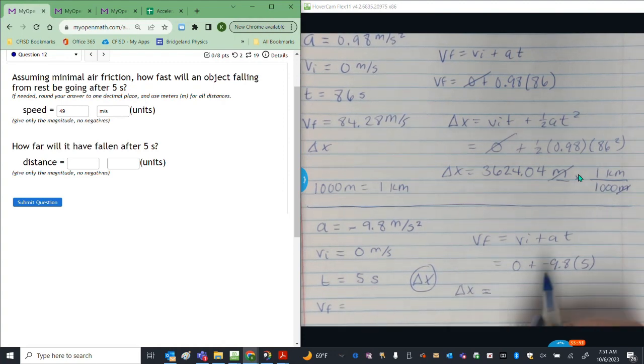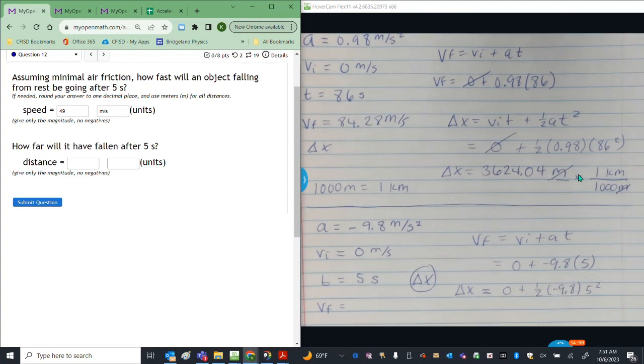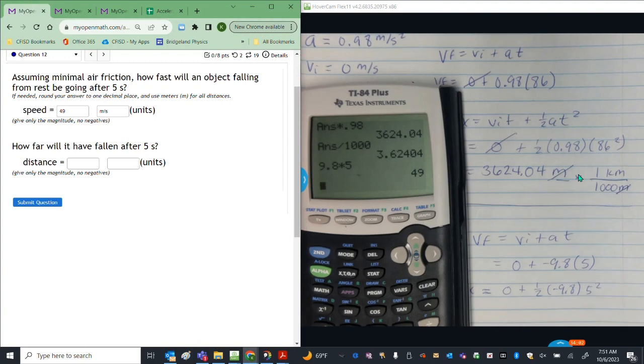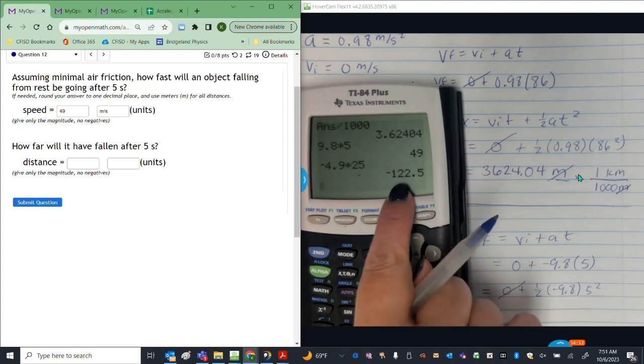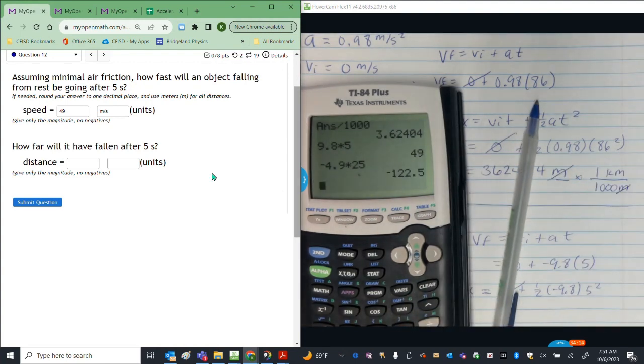VI is 0, so VIT is 0, plus 1/2 times negative 9.8 times t squared. So I can ignore the 0. Half of negative 9.8 is negative 4.9, times 5 squared, which is 25, and I get negative 122.5. But that's my displacement. I don't care about the sign when I'm asked for distance. I just give the magnitude, 122.5 meters. Does anybody have a question about number 12?